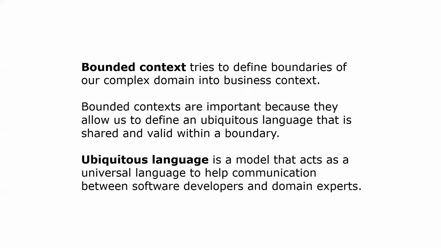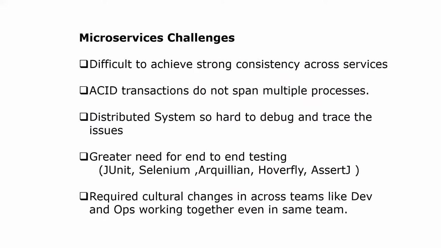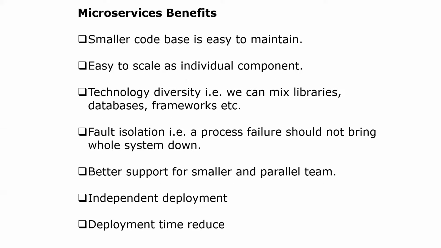To identify the bounded context, first we have to derive the model, right? In the model, we need to first identify the entities, aggregates, and services. Then it becomes easy to identify individual microservices. However, our scope is just limited to going through microservice concepts and understanding the ecosystem rather than spending more time on domain-driven design patterns. But in the subsequent videos, you will have more information about domain-driven design patterns, right?